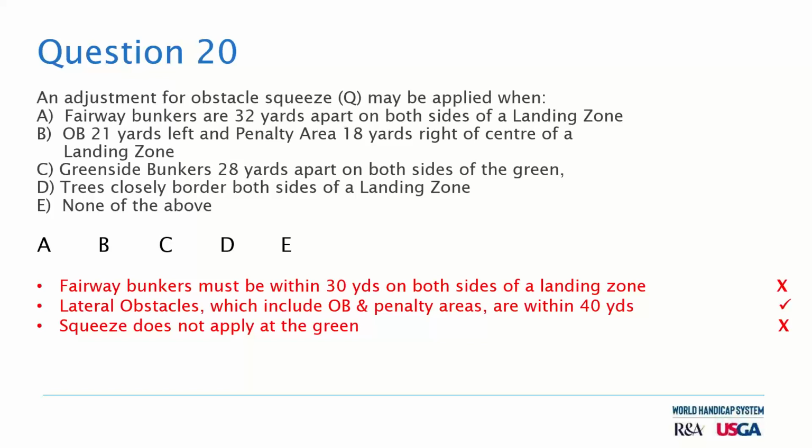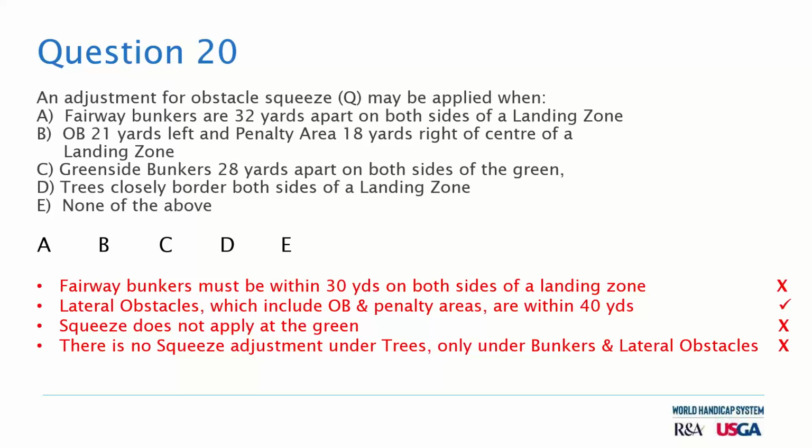The greenside bunkers are 28 yards apart on both sides of the green for letter C. The squeeze for bunkers does not apply at the green, so we know that can't be right. We look at letter D. The trees closely border both sides of a landing zone. Well, there is no squeeze adjustment under trees, only under bunkers and lateral obstacles.